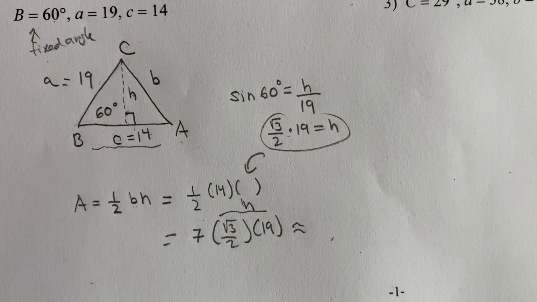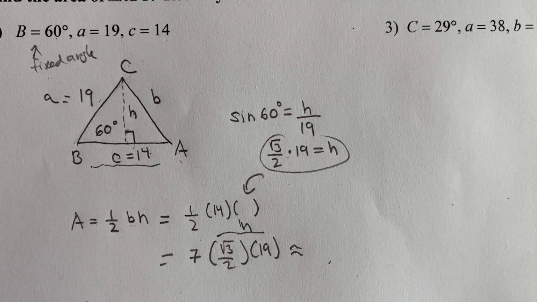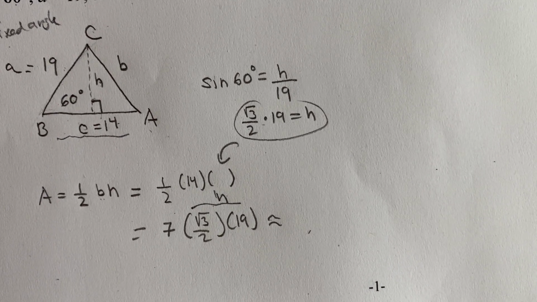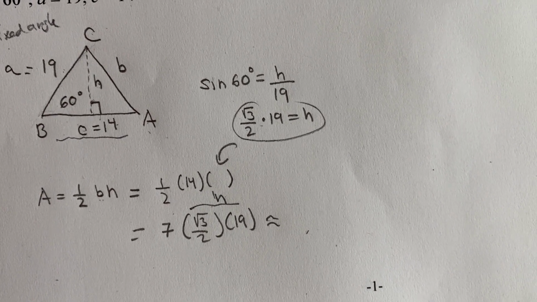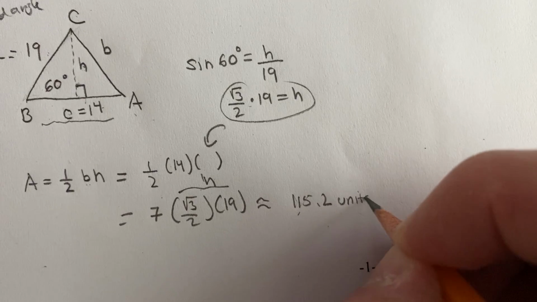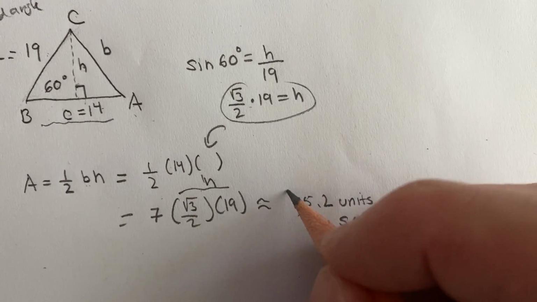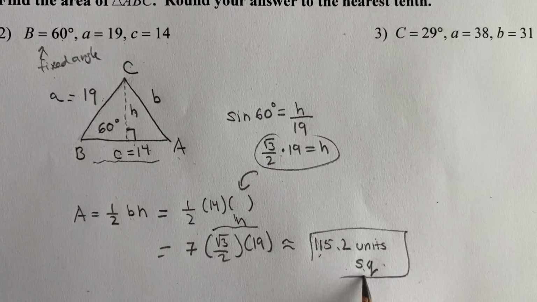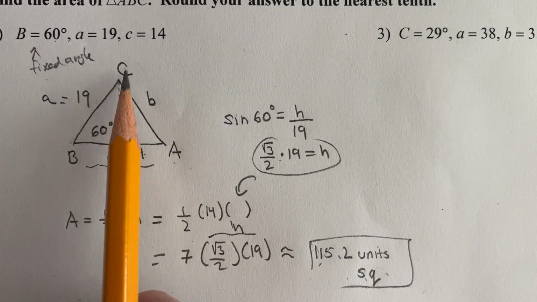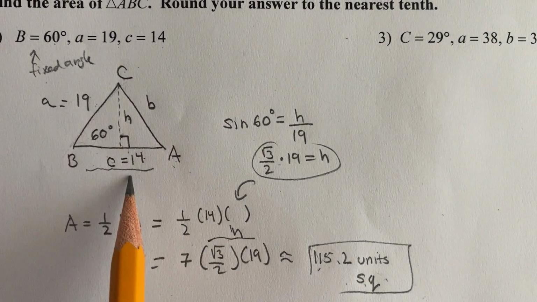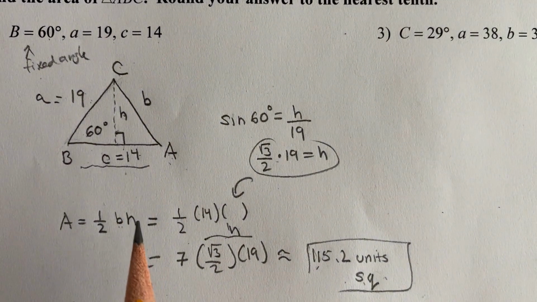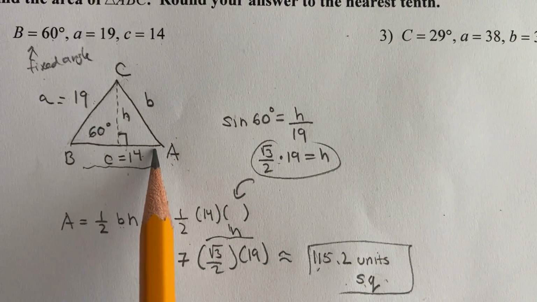And then you could enter the units for this. So you can multiply this on a calculator. I believe when you enter this, you will get 115.2. Okay, and just write units squared. If they don't give you units, you can just write units squared or square units. Either one's fine. Again, had you interchanged the A and C, your 19 and 14 would have been flipped, and the final answer is not going to be different. Your height's going to be slightly different based on how you label this.